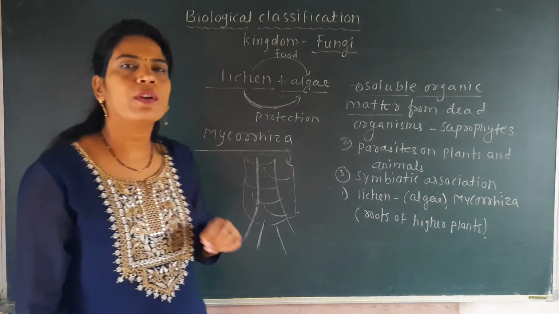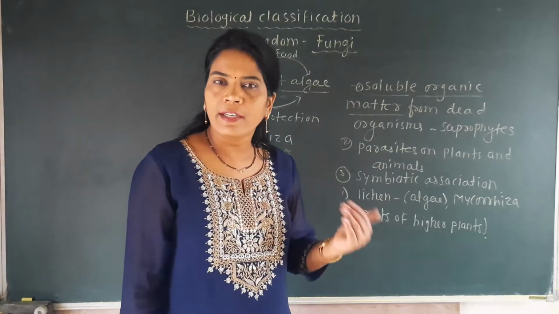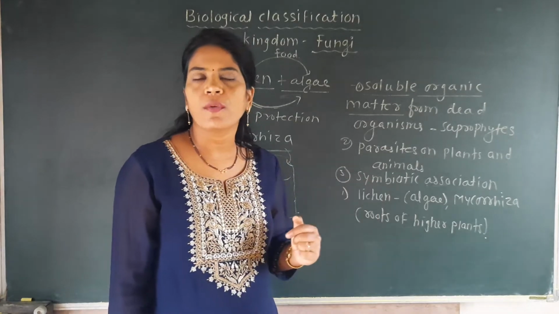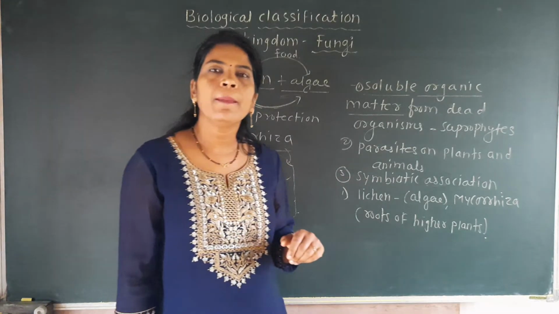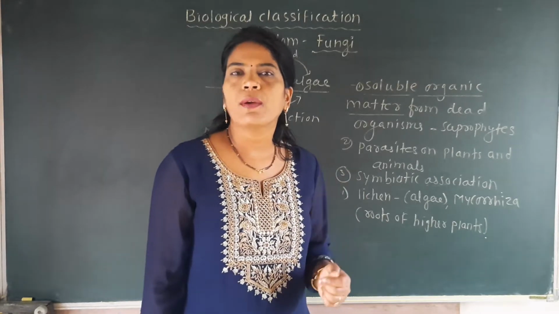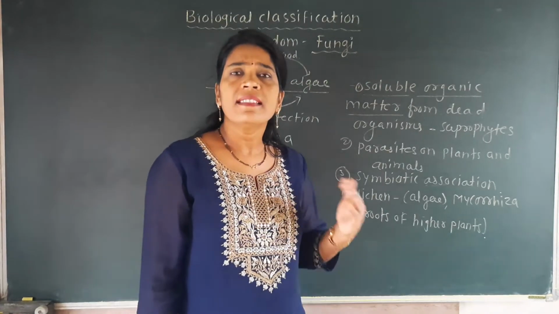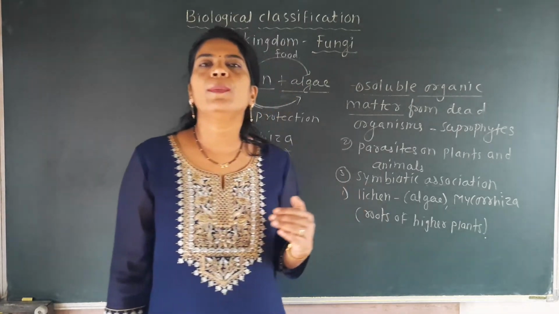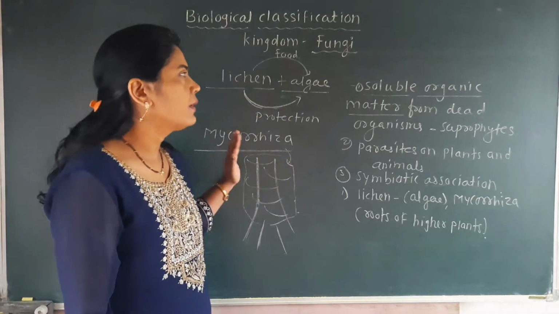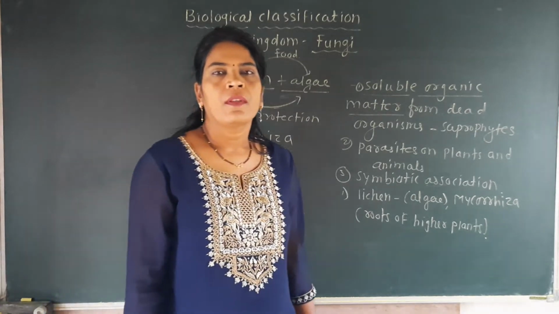Okay, so it is one of the important points about fungi, that these fungi are heterotrophic. That means they may be parasitic, found on the body of plants and animals. They may show symbiotic association like lichen with algae and mycorrhiza with roots of higher plants, or they are saprophytic, obtaining soluble organic matter from dead organisms. So this is about the heterotrophic mode of nutrition in fungi.